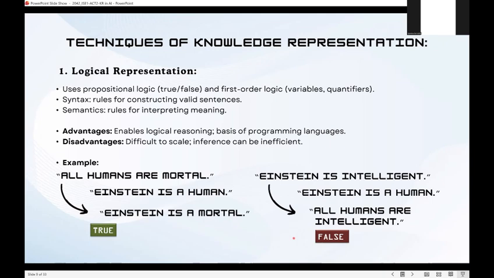For example, if we take all humans are mortal and Einstein is a human, then Einstein is a mortal. So this becomes a true statement. Whereas if we see a contradictory example, Einstein is intelligent, Einstein is a human, then all humans are intelligent. That is not a true statement. So it is false.